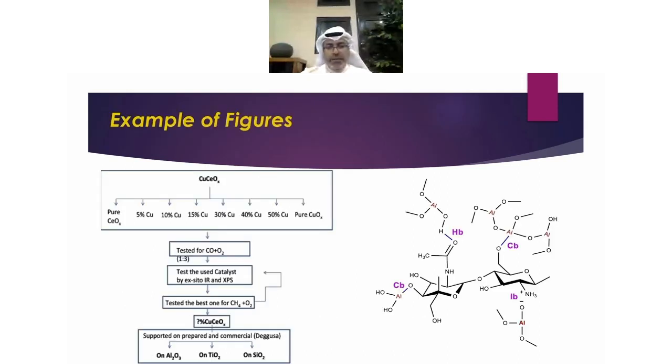These are examples of diagrams and figures I use in some of my research proposals. You can see in one diagram, you are summarizing the whole methodology, actually. I'm summarizing the whole methodology in this diagram because this is synthesis here, this is characterization, this is another characterization, and this is application, actually. So summarizing is good.